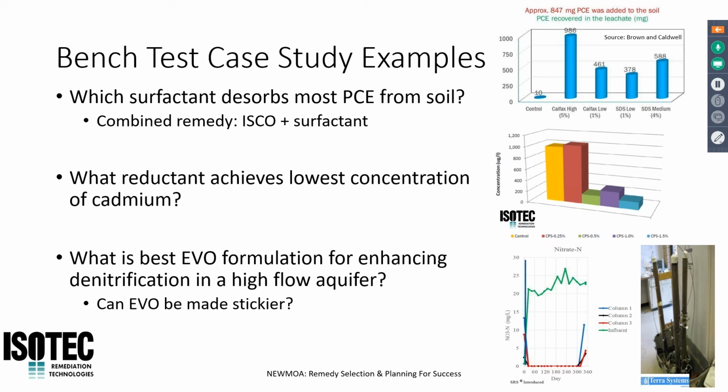And then this bottom one was for a site on Cape Cod, and there are a lot of nitrate plumes on Cape Cod, and looking for methods that can reduce nitrate flux in the groundwater going to surface water. One of the potential technologies is to do EVO PRBs. So the question was, at the bench scale, using a column, proof of concept, does it work? Does it work for some of the high groundwater flow rates that we see on Cape Cod? And can EVO be made stickier, given that you have very coarse sand and groundwater flowing at 2 to maybe 4 feet per day at some sites? Can you get the EVO to stay in place and get that persistence that's desired?